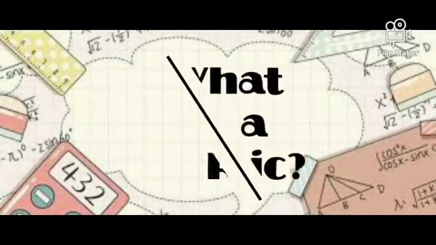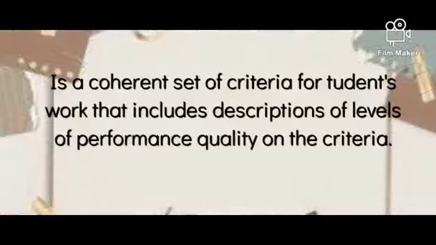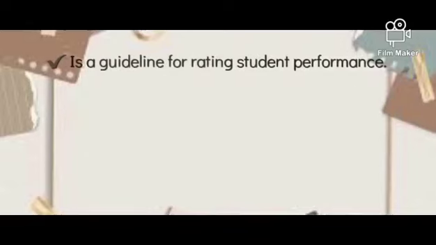Before we differentiate the analytic and holistic rubrics, let us first define what a rubric is. A rubric is a coherent set of criteria for students' works that includes descriptions of levels of performance quality on the criteria. Also, a rubric is a guideline for rating student performance.